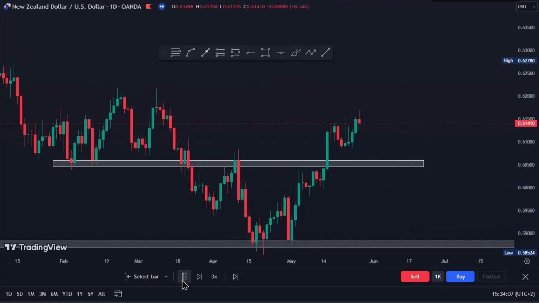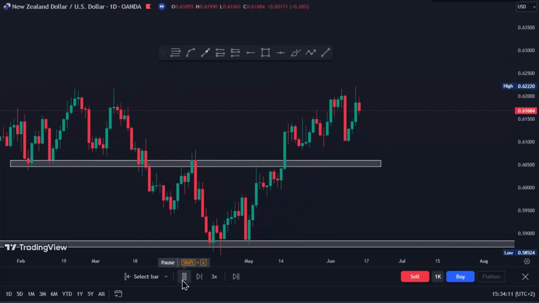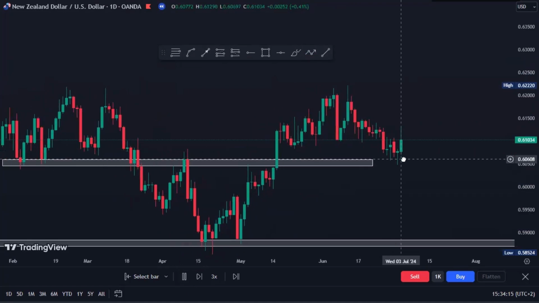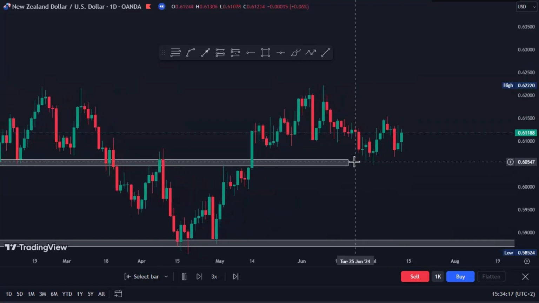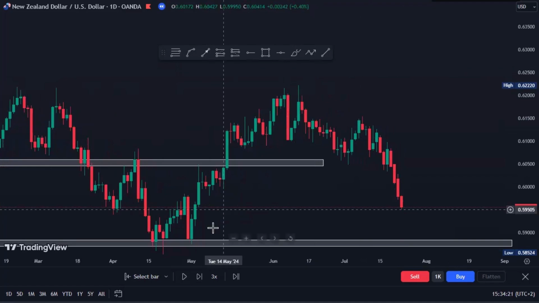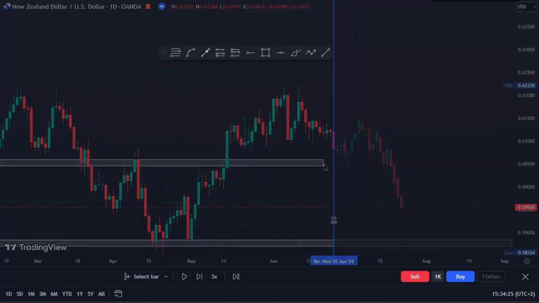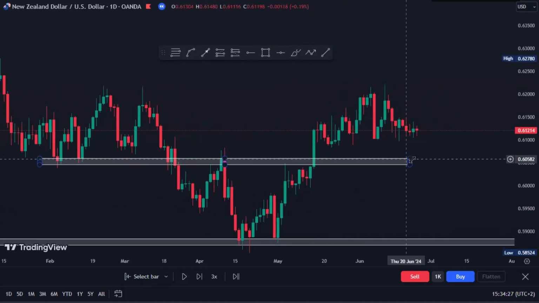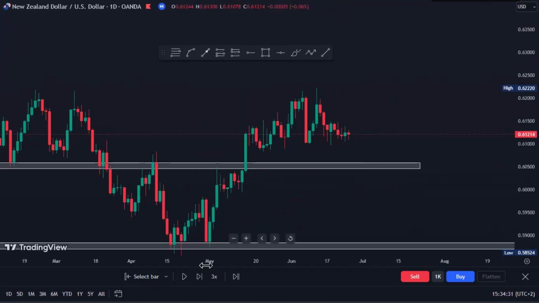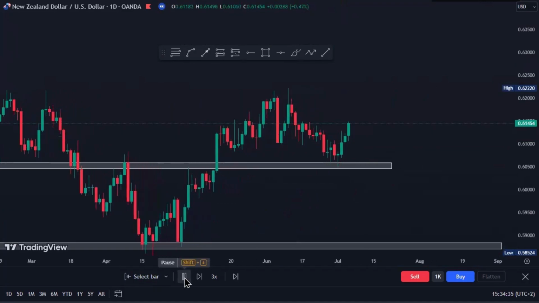Let's see. Push up. Let's see. One up again. Okay, let's push it a little bit. Okay, let's pause. Let's run faster. Let's push it. All right. Let's see if the market did buy on that zone.